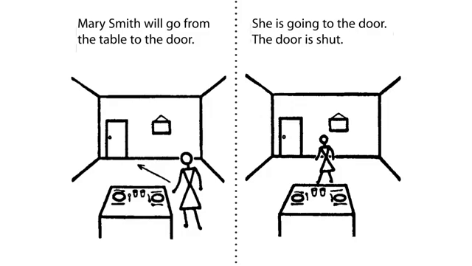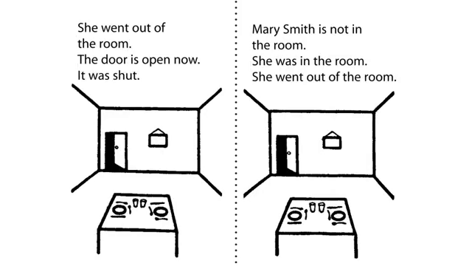Mary Smith will go from the table to the door. She is going to the door. The door is shut. She went out of the room. The door is open now. It was shut. Mary Smith is not in the room. She was in the room. She went out of the room.